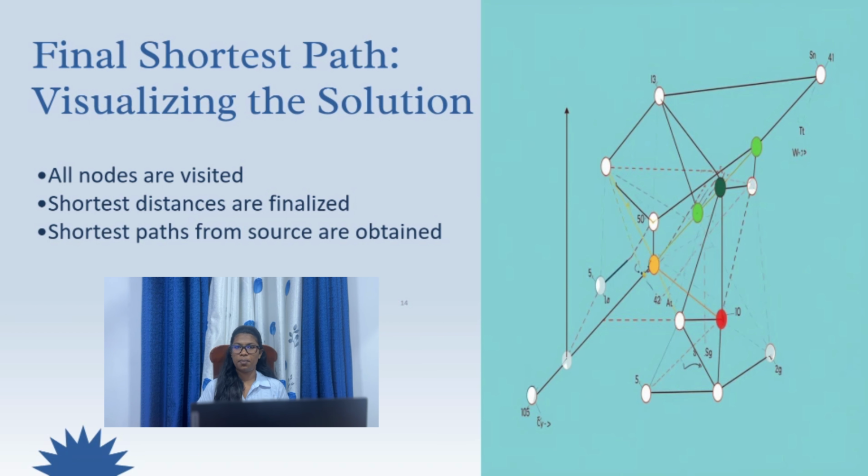Final shortest path. At the end, we get the shortest path from the source node. We can clearly see the path taken, the total distance. This is the final output of this algorithm.